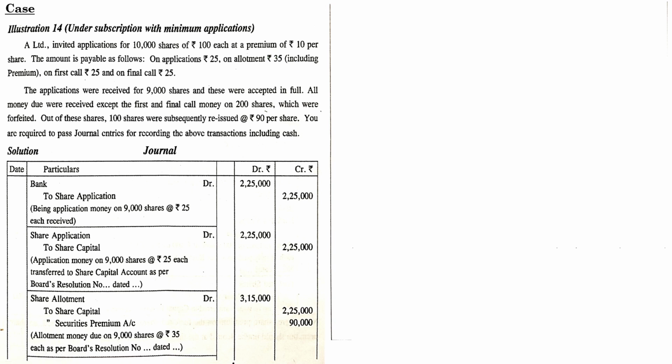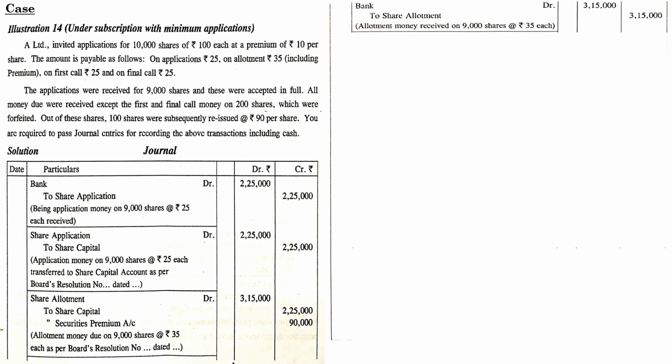Next you need to pass the receipt entry. Bank account up to share allotment. Here you need not consider anything about the separate amount for premium. Here you can show the gross amount with regard to allotment, that is 3,50,000. It includes premium. You need not show the premium amount separately in the receipt entry. So that is with regard to allotment.